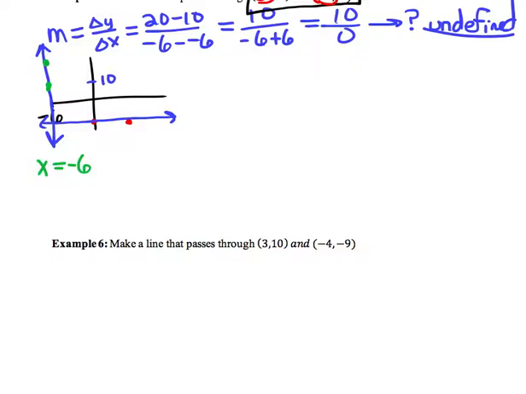So let's say we plotted those 2 points both at -10, then the equation of this line would be y equals -10 because that's the only characteristic that all the points on the line share.